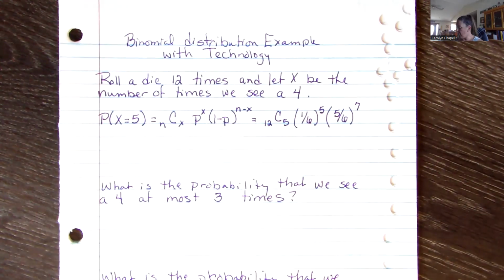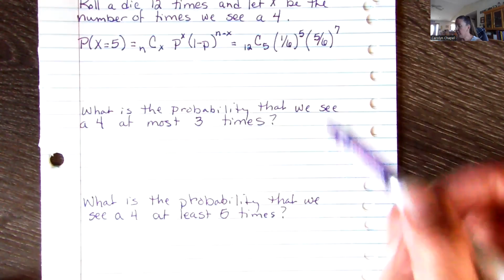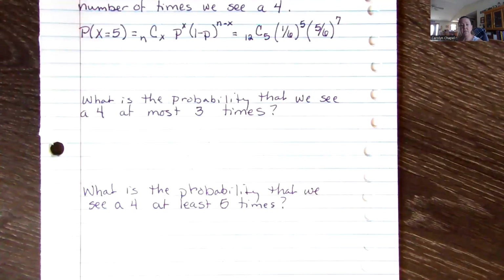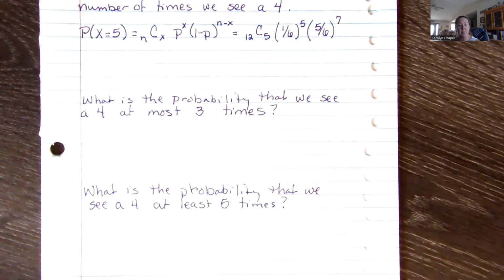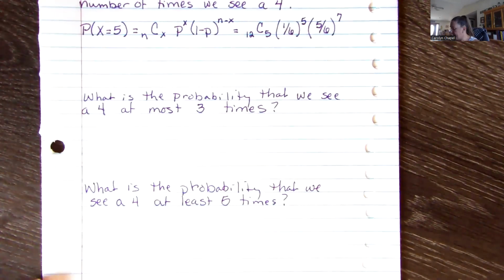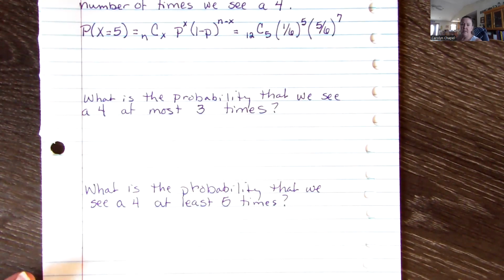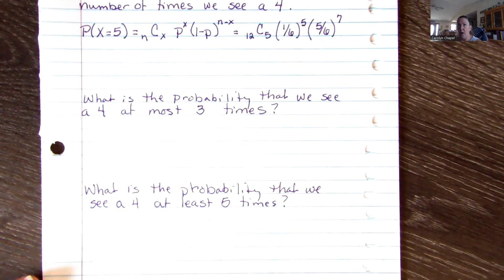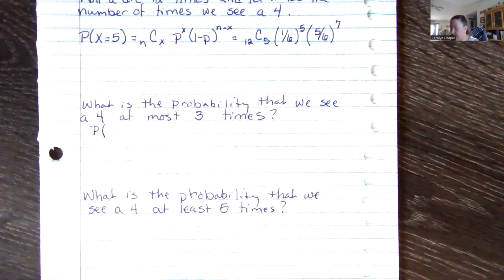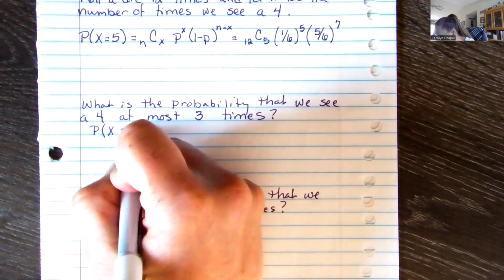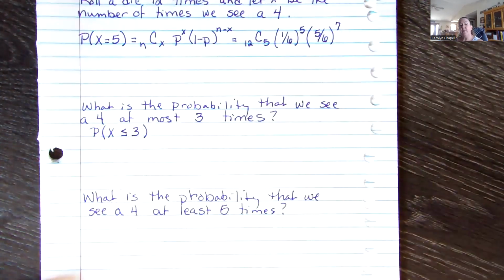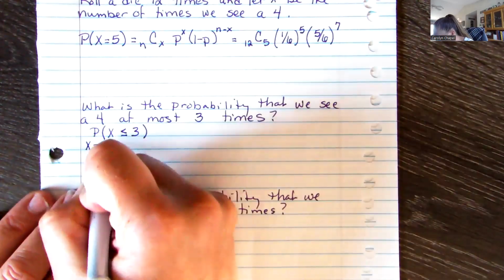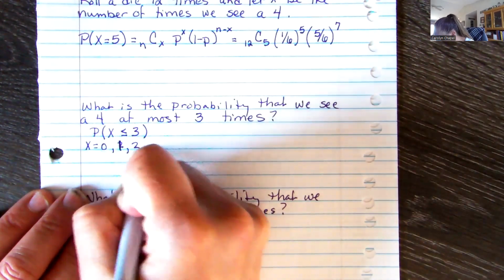Things do get a little harder when we have questions like the ones that I have here. I will go to technology for all 3 of these at the same time, but I want to avoid all of my screen flips, so I'm going to be setting them up, and then we'll go to technology and get those answers. So here I want to know what is the probability that we see a 4 at most 3 times. So we need to remember what at most is. At most means smaller, and that we also do see the 3. So in symbols, X at most 3 is X less than or equal to 3, which means X is going to take on the values 0, 1, 2, or 3.